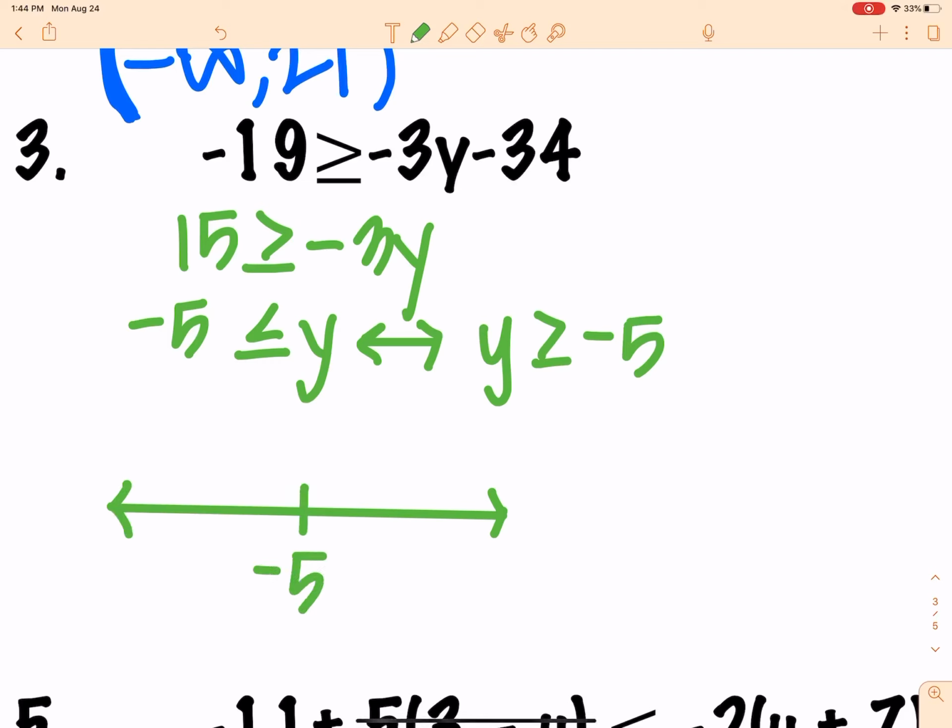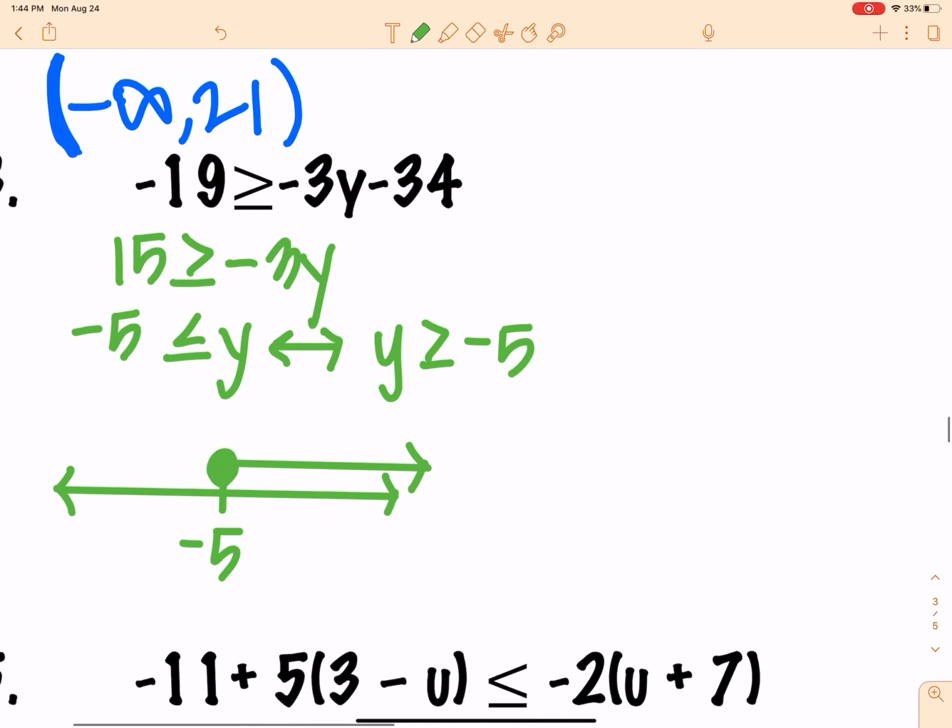So in this way, it's going to be a filled in circle now because it's greater than or equal to negative 5. And this goes to positive infinity. So my interval notation will be a bracket, negative 5, because it includes negative 5, all the way to positive infinity with a parentheses.